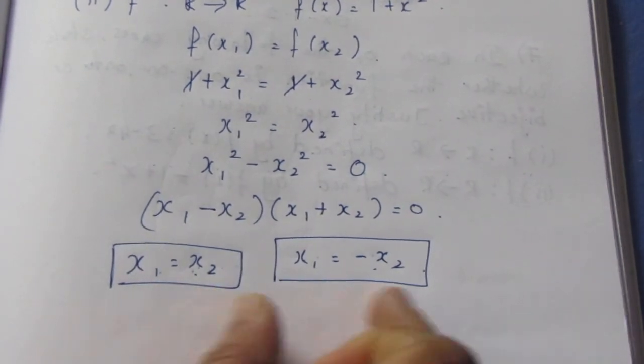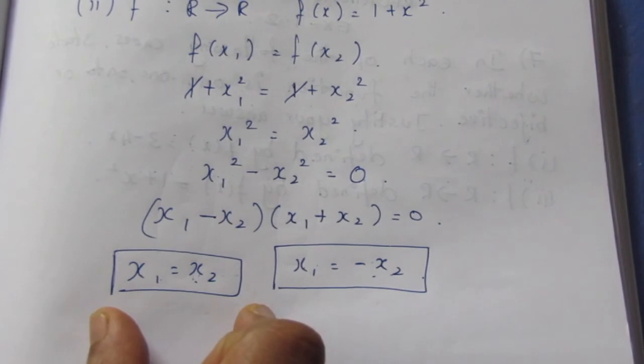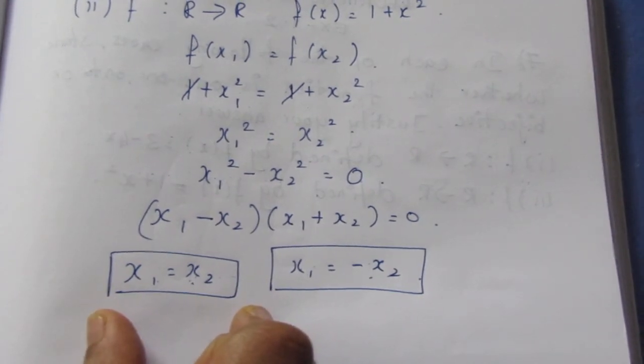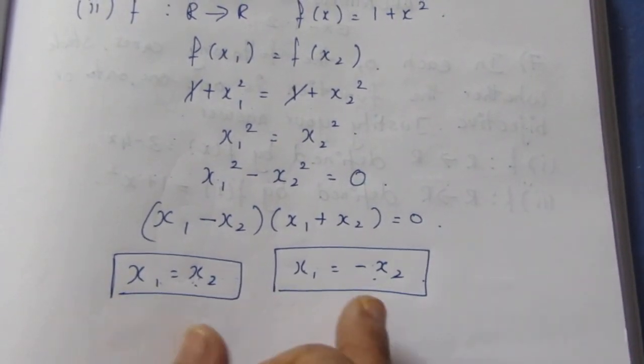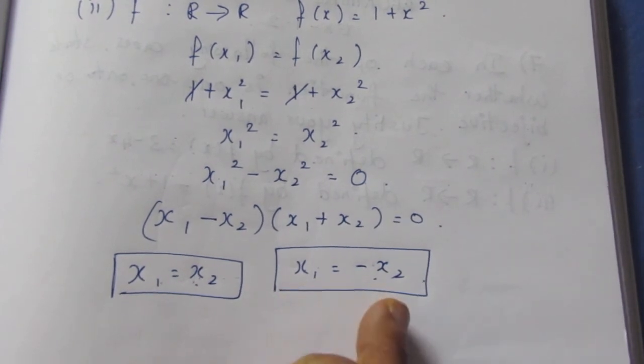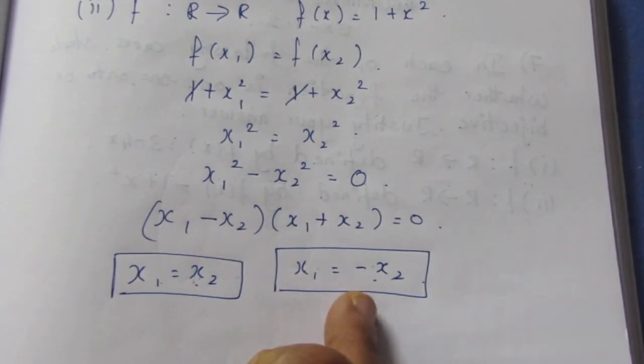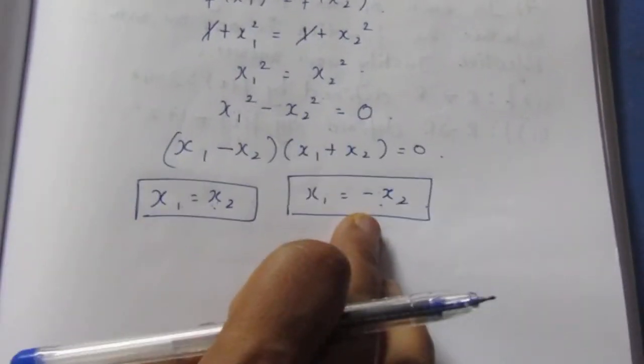In the first condition, if we take x1 equal to x2, directly we can say that it is a 1-to-1 function. But here we can see there is also a value for the negative case. So it can't be a 1-to-1.